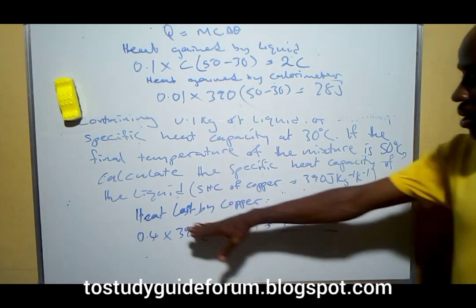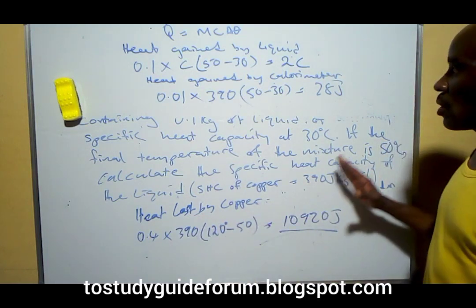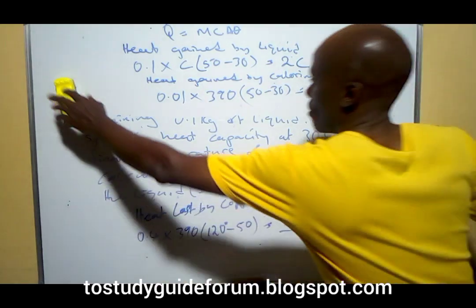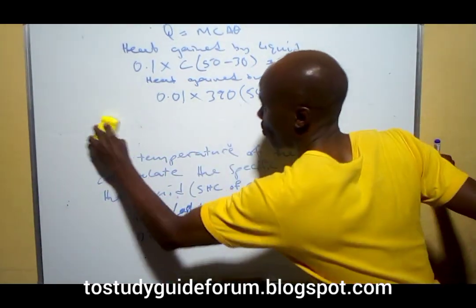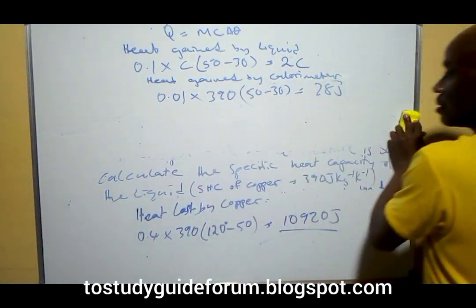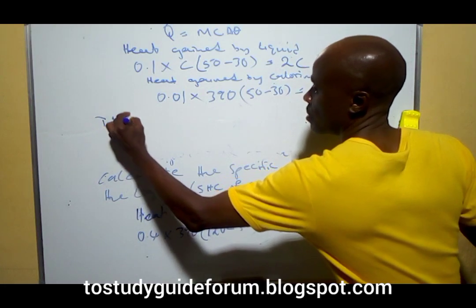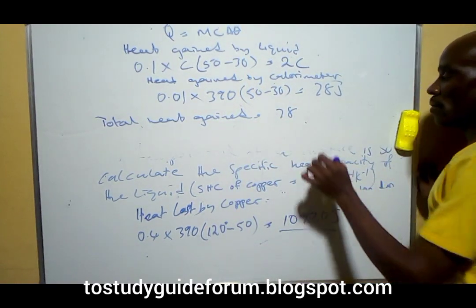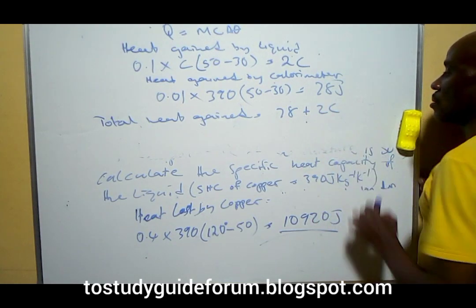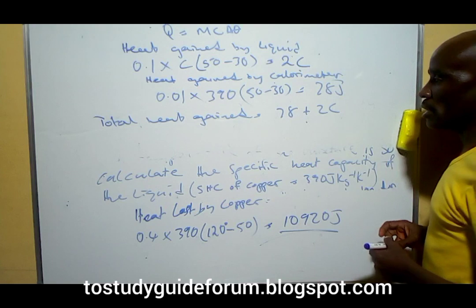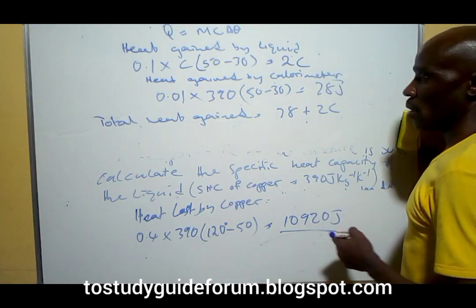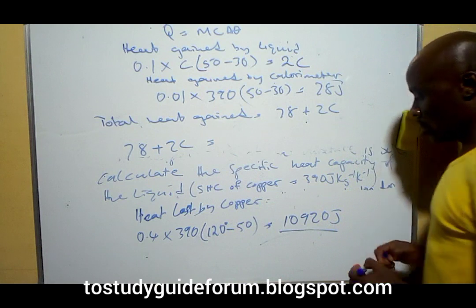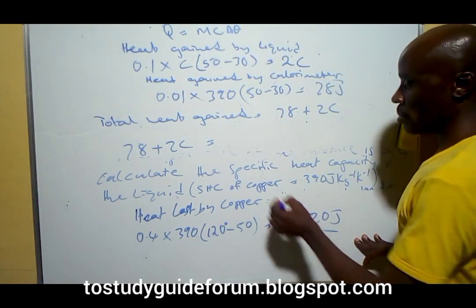Now remember, we said that the heat lost by the copper is the sum of the heat these other ones are getting, the liquid and the calorimeter, since they are all together there. So we're going to talk about the total heat. If we add up the heat together, the total heat gain will be 78 plus 2C. This heat gain is equal to the heat lost by the copper. We have 78 plus 2C equal to the heat lost by the copper block.